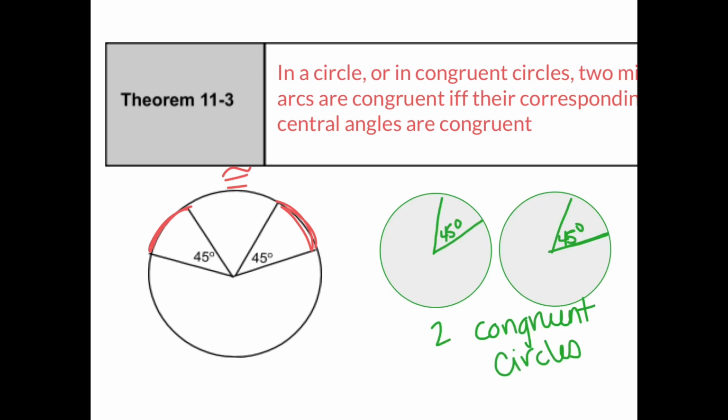And this is what it looks like visually for two congruent circles with the 45-degree central angle measure in here and central angle measure in here. It would say that this arc is also congruent to this arc.